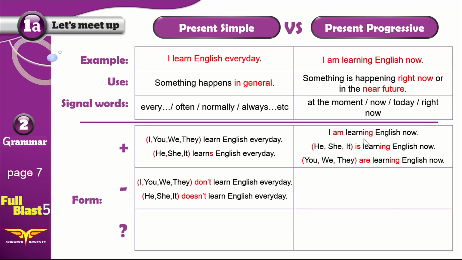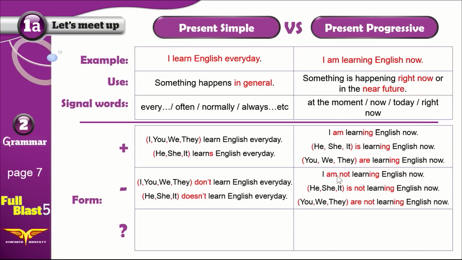If you want to make this negative, I am learning, you make it I am not learning. You just copy the same thing from up there and just add not. Is not, are not. Now to reduce this, if you don't like it this long, you can say isn't, aren't. He isn't learning, he is not learning, the same thing. Let's move on to question.